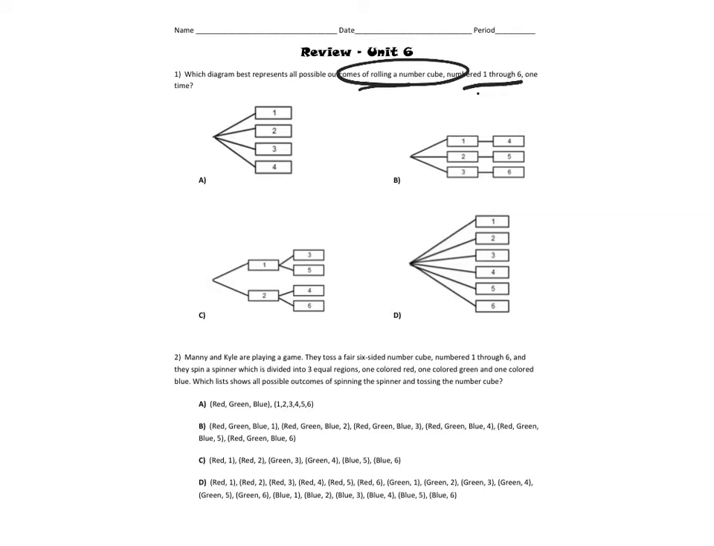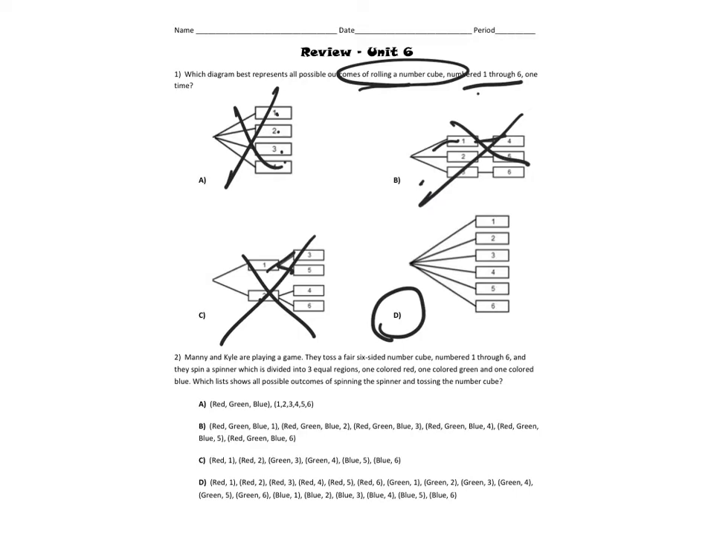One time. So we're just rolling a number cube one time. So A only goes 1 through 4. So that can't be it. And then B is saying it's going to 1 and then giving you an option of 4. We don't want to do that. All options have the same equal power. So 1 and 2 here, going to 3 and 5, that's not going to work. Clearly, D is your best answer choice. Okay, because it gives you all the options on a tree diagram.